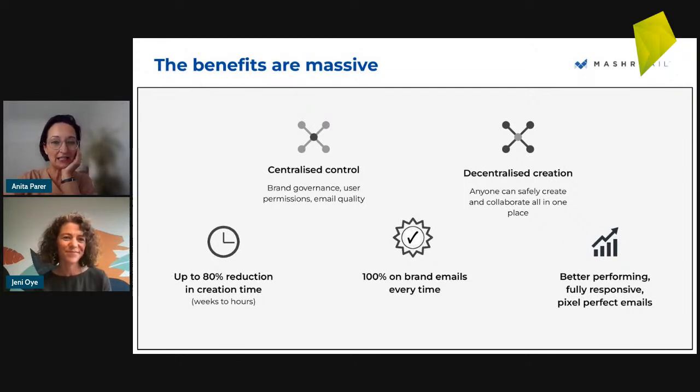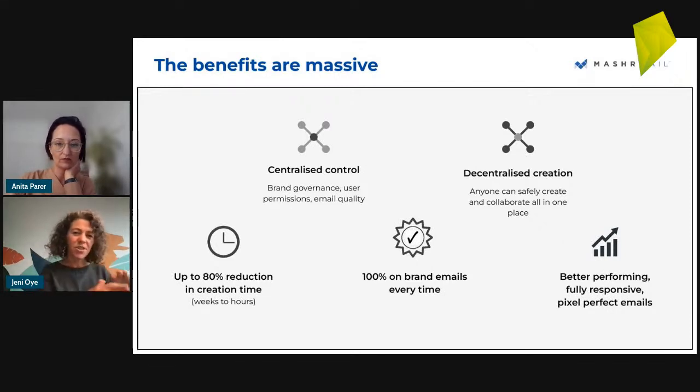The next slide, yeah. So the benefits of using something like Mail are really massive. You've got this centralized control where you've got your brand governance built into the style guide. We can manage user permissions, and the email quality is set. They're already pre-tested modules, so you don't have any of those breaking problems. So you've got that centralized control.